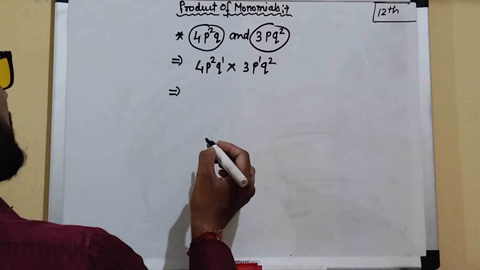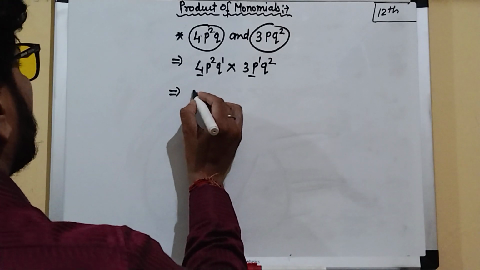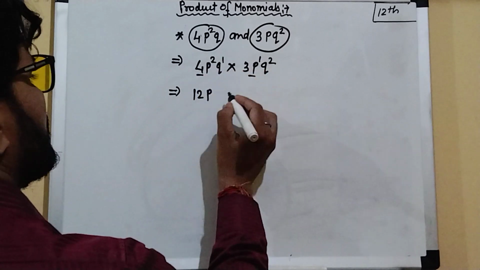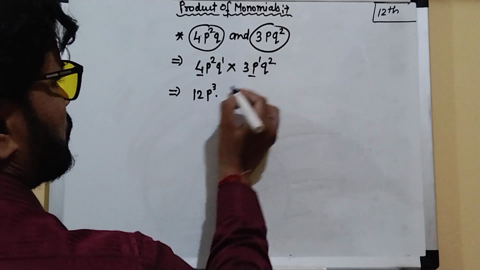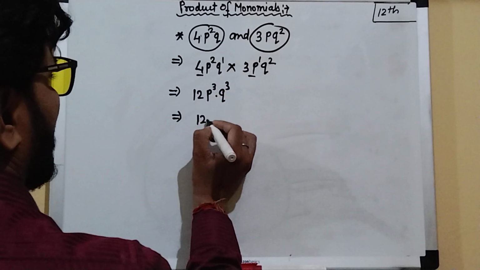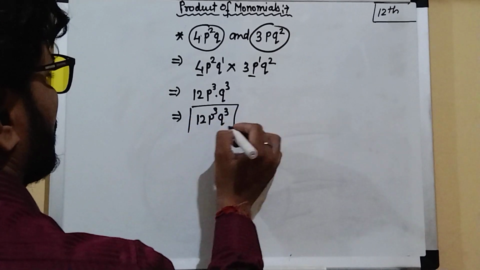Now multiply like terms, that means 4 into 3 we get 12. p square into p, so we get p cube. q to the power 1 into q square, then we get q cube. So the final answer will be 12p cube q cube.